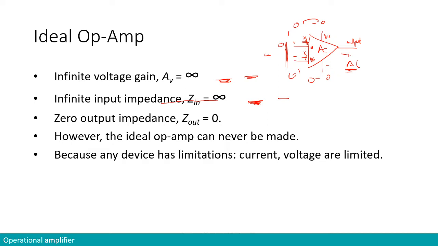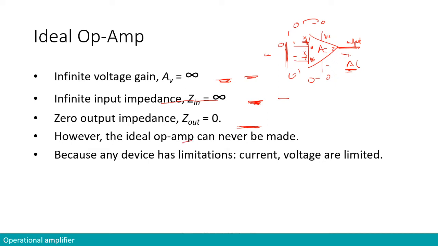And the next characteristic, number 3 of an ideal operational amplifier, is that it has an output impedance of 0. So output impedance is the impedance at the output here. It will be equal to 0. It means there will always be an output, right? There will be no problem in giving an output.